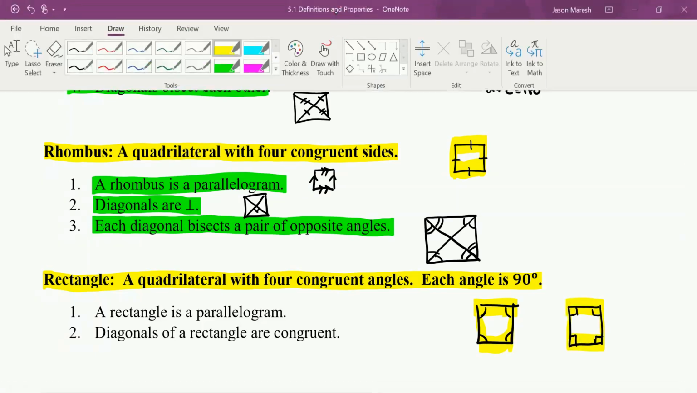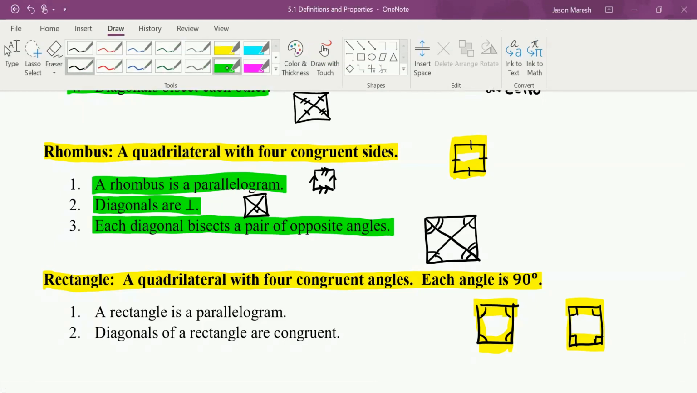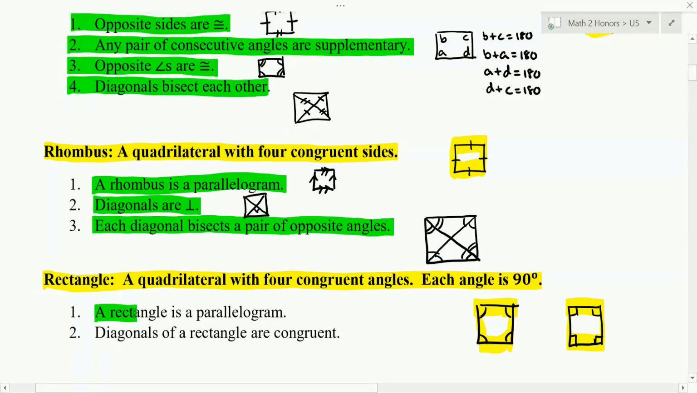So what can we show if we start just with that? What can we prove? Well, we could prove that first of all, it's a parallelogram. So all four properties of parallelograms apply to these. Second of all, we can prove that the diagonals of a rectangle are congruent.